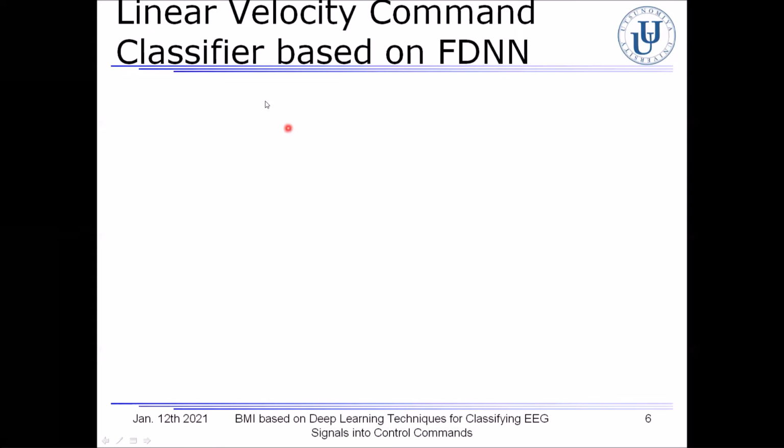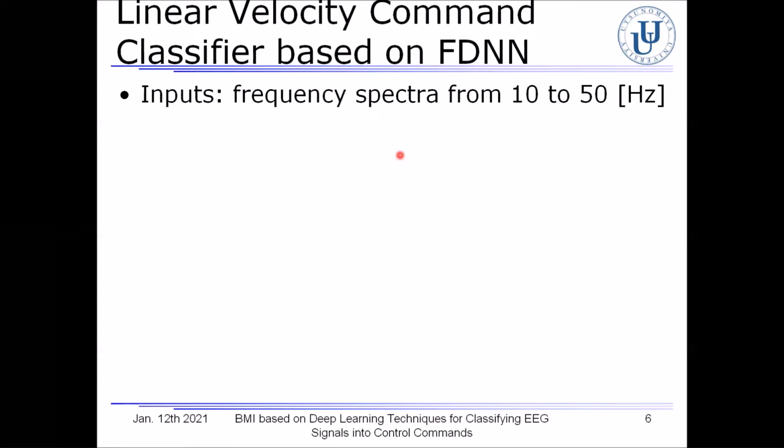Okay, so as for the linear velocity command classifier based on FDNN, feed-forward deep neural network, the user concentrates on moving the PMR or relaxes to stop. Because the EEG signals in the concentrated and relaxed brain states are formed by high beta to gamma bands and alpha to beta bands respectively, the frequency spectra from 1 to about 50 are extracted as the signal features of the EEG and used as inputs, as can be seen in the following figure.